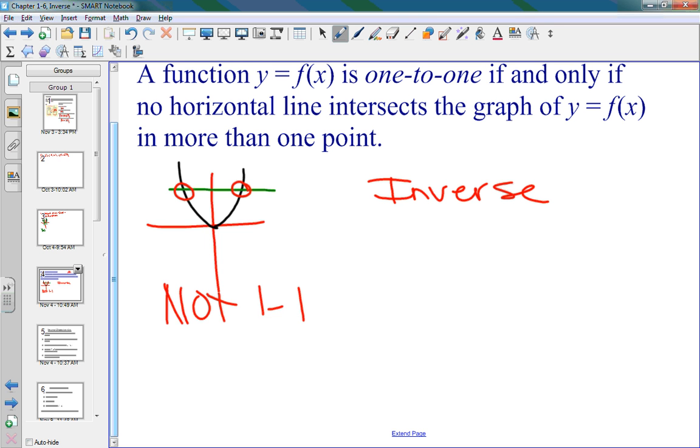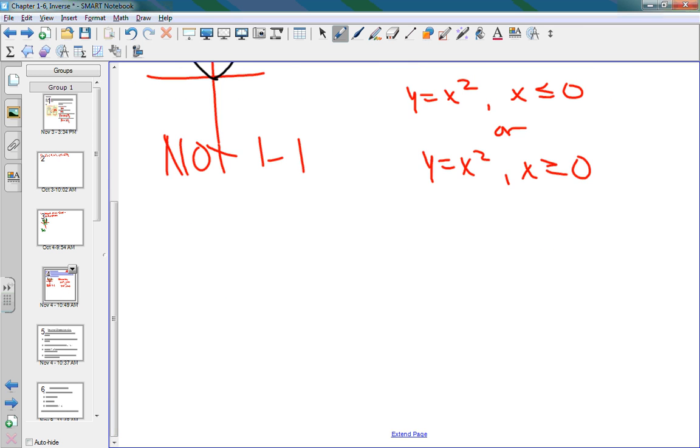Everything above where it changes direction, meaning the vertex. Everything to the left of the vertex or everything to the right of the vertex. You can't have both of them. So in this case, I can have y is equal to x squared if I say x can be less than or equal to 0, or x is greater than or equal to 0. Because what that means is I am essentially taking only one side of the parabola. Do we see that? I'm taking one arm of the parabola.